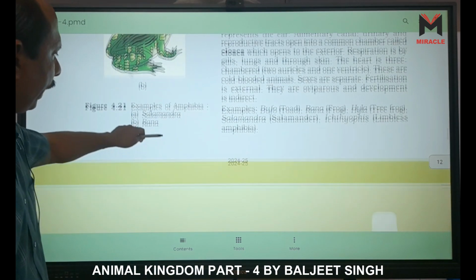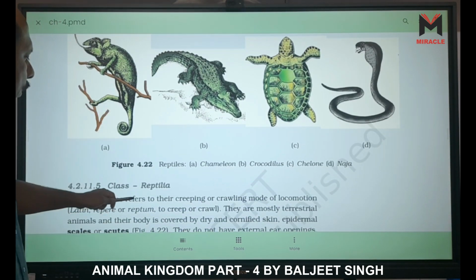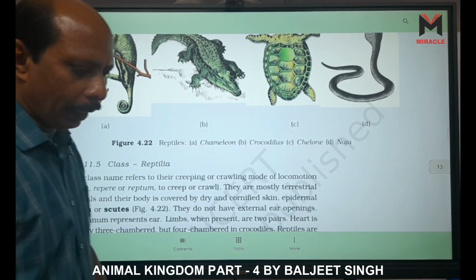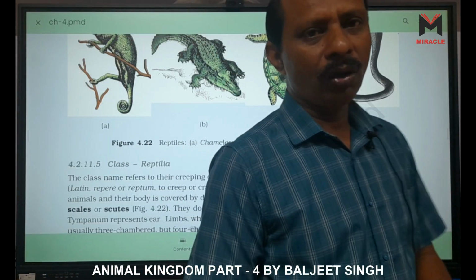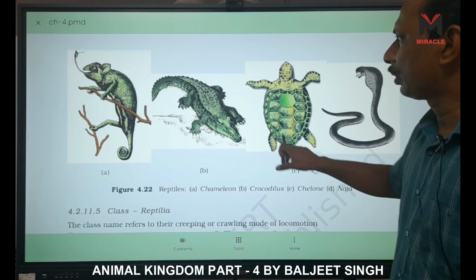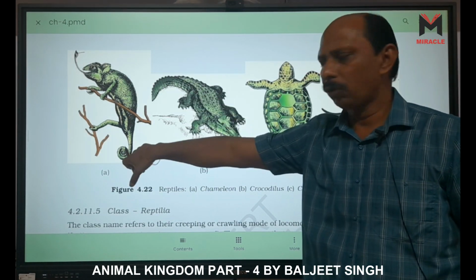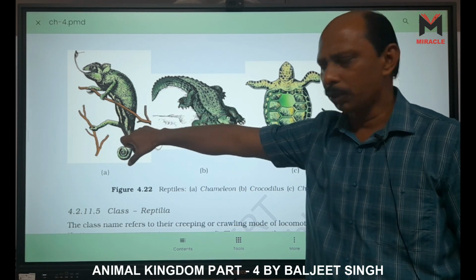Okay. Now the second one is reptiles. The study of reptiles is called herpetology. What is it called? It is called herpetology. Some structures are given here. Chameleon, lizard: this belongs to Squamata.